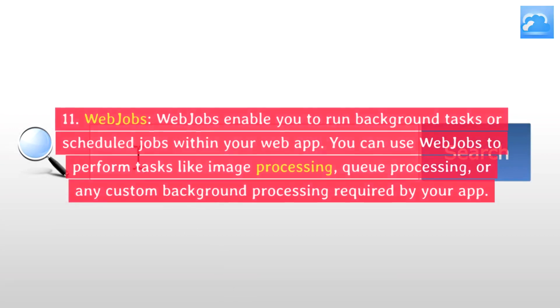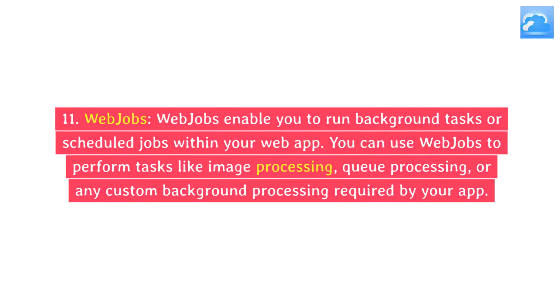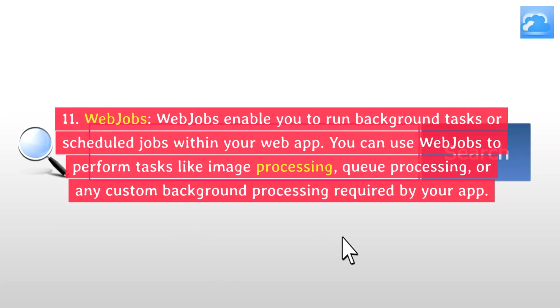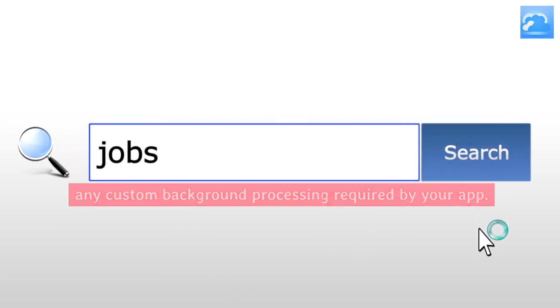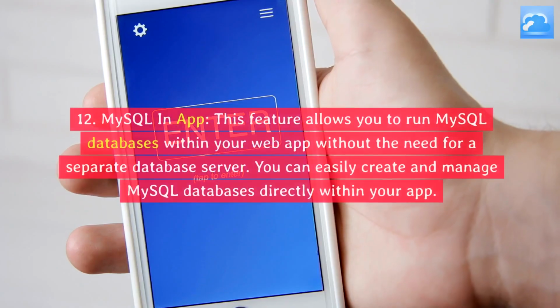11. Web Jobs. Web jobs enable you to run background tasks or schedule jobs within your web app. You can use web jobs to perform tasks like image processing, queue processing, or any custom background processing required by your app.